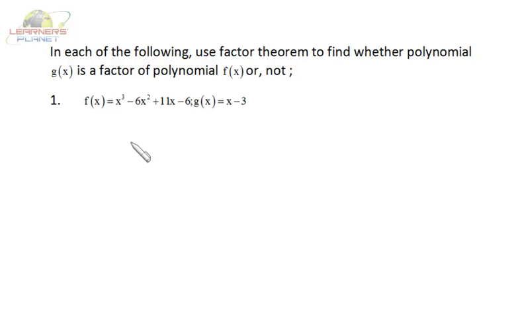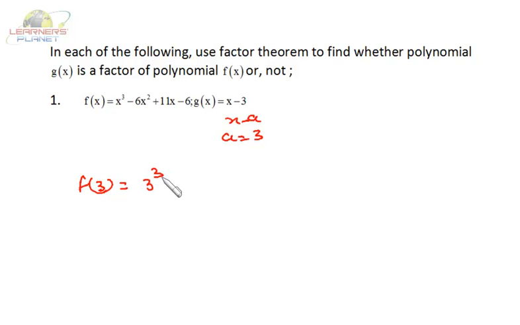Now let's try to find out whether gx is a factor of fx or not, and we are going to use factor theorem. So this is x cube minus 6x square plus 11x minus 6, and it is x minus a. So here a is 3. That means we have to calculate f3. If I get f3 as 0, in that case x minus 3 will be a factor of this, and if I am not getting f3 as 0, in that case x minus 3 will not be a factor of this. Let's calculate f3.